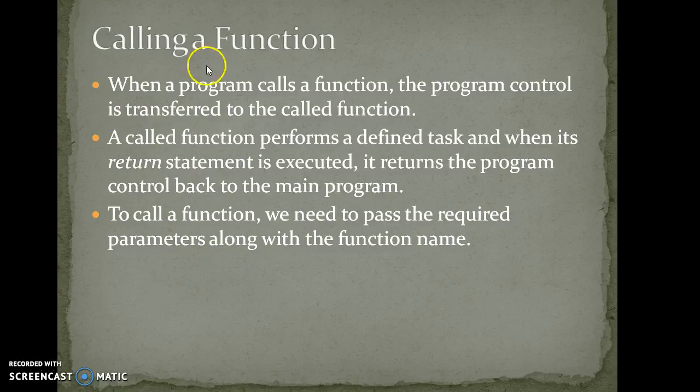Now we see how to call a function. When a program calls a function, the program control is transferred to the called function. A called function performs a defined task, and when its return statement is executed, it returns the program control back to the main program. To call a function, we need to pass the required parameters along with the function name.